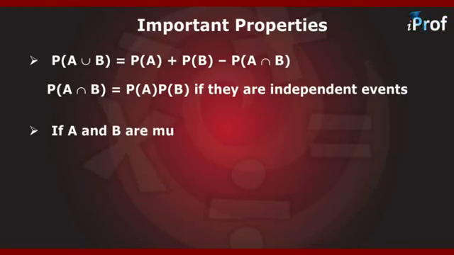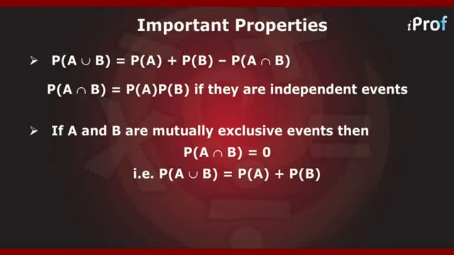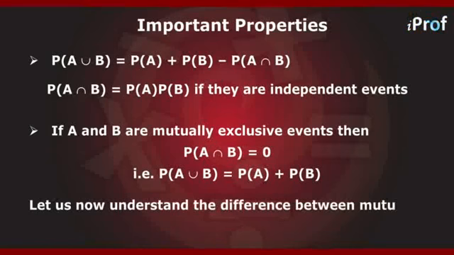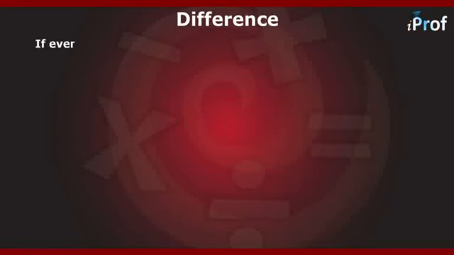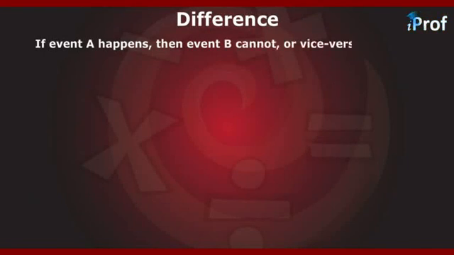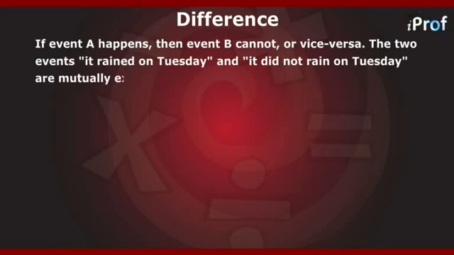If A and B are mutually exclusive events, then P(A intersection B) is equal to 0. That is, P(A union B) is equal to P(A) plus P(B). Let us now understand the difference between mutually exclusive events and independent events. If event A happens, then event B cannot, or vice versa. The two events, it rained on Tuesday and it did not rain on Tuesday, are mutually exclusive events.